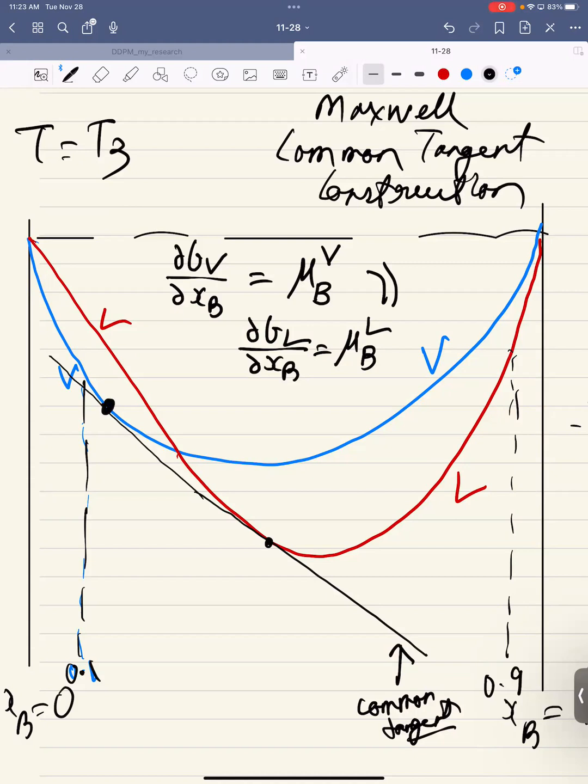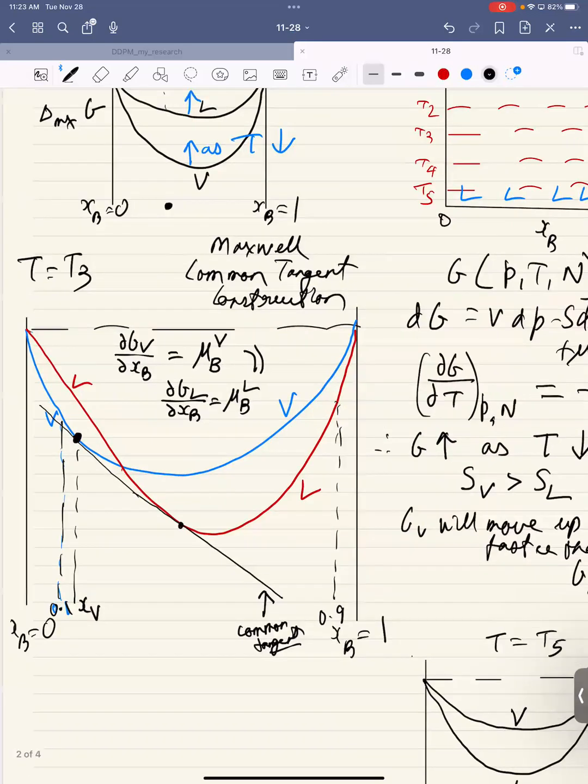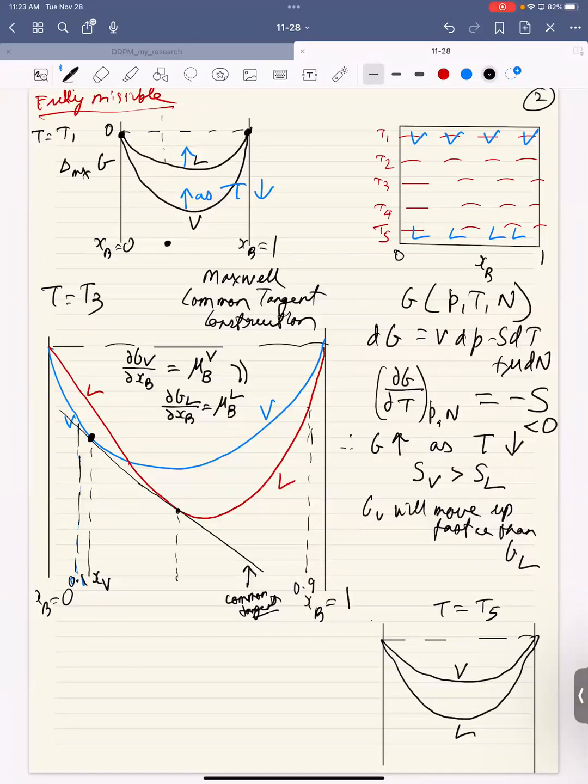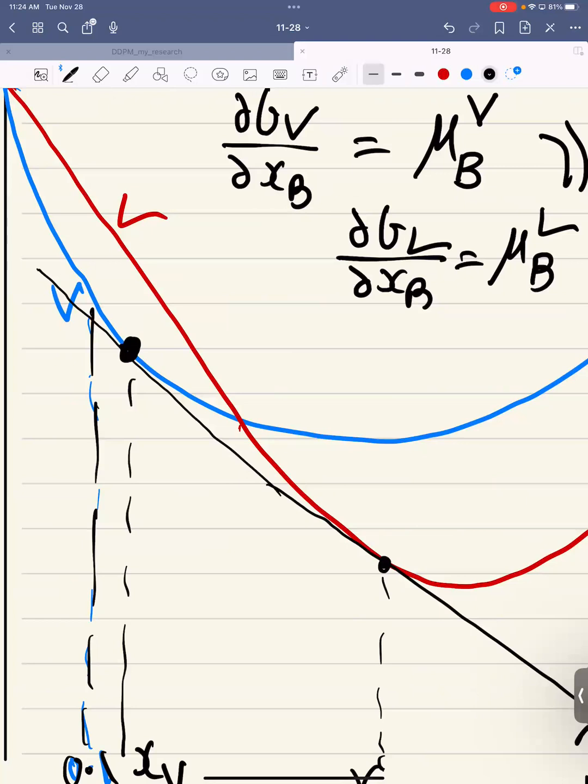Vapor of concentration XV can exist in equilibrium with liquid of concentration XL. Okay? Why does this matter? And I will go through this argument again. There is a bunch of ideas here.